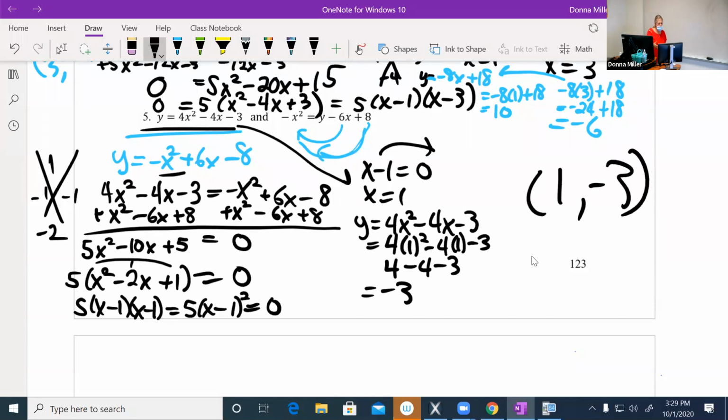And again, you can verify this on a calculator. All right, calculators are your friends. You good? Any questions?